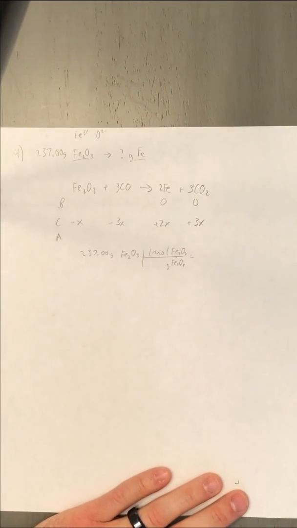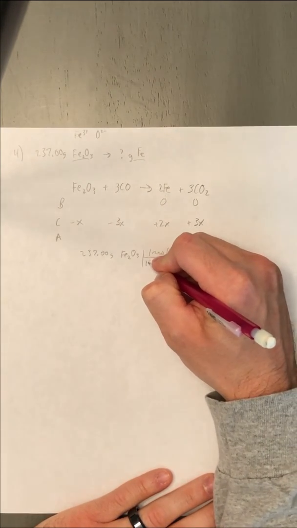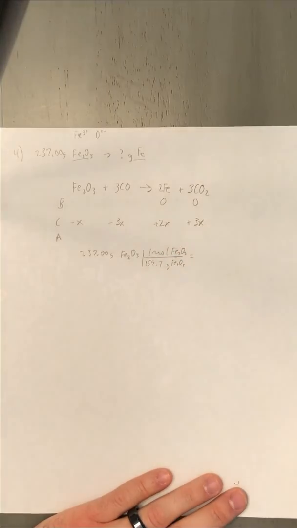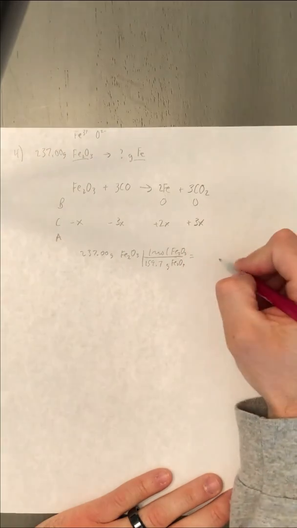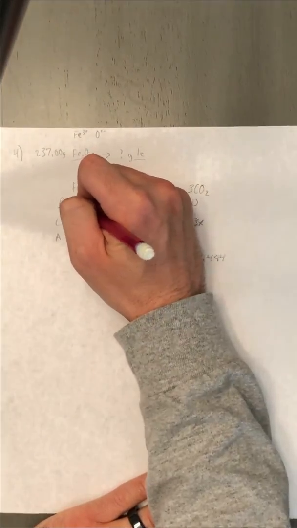And so let's find the molar mass of that using our periodic table. And I'm getting 159.7. And so we can get that the moles is 1.484. And so we know that we're starting with 1.484 moles of Fe2O3.